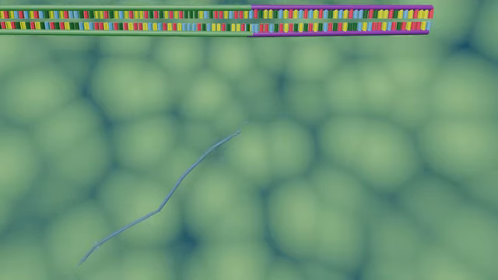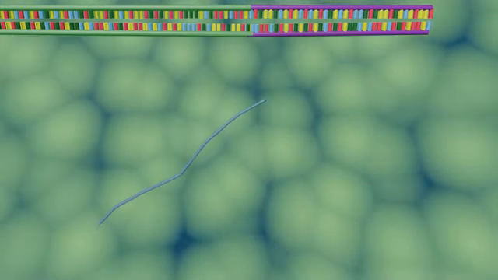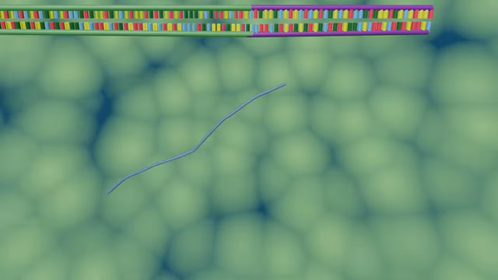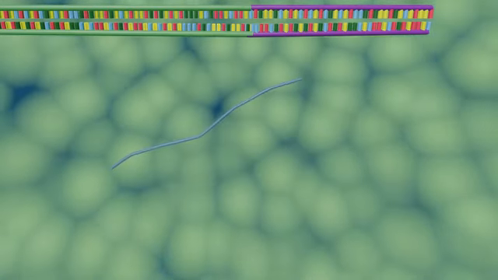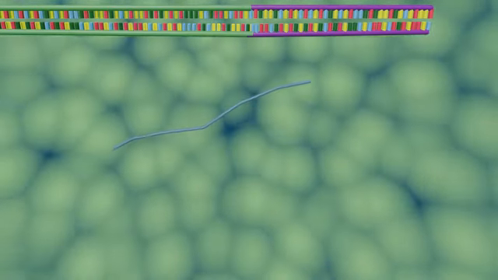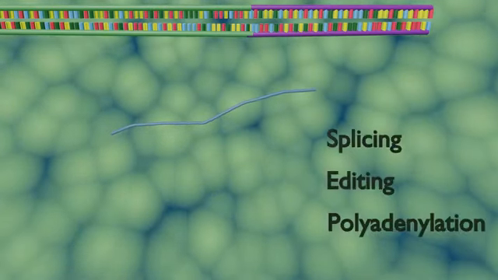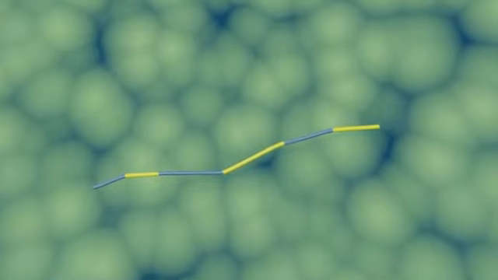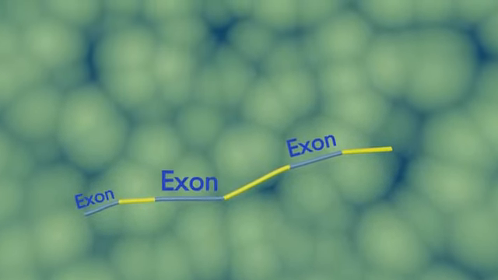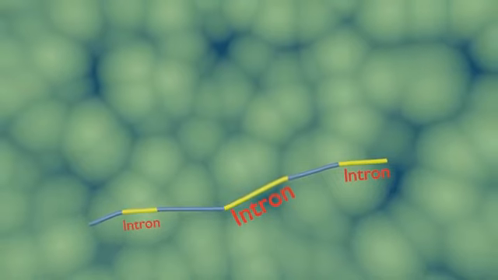The new messenger RNA is not yet ready for translation. At this stage, it is called pre-messenger RNA, and it must go through more processing. The processing may include splicing, editing, and polyadenylation. In messenger RNA, coding regions are known as exons and non-coding regions are known as introns.